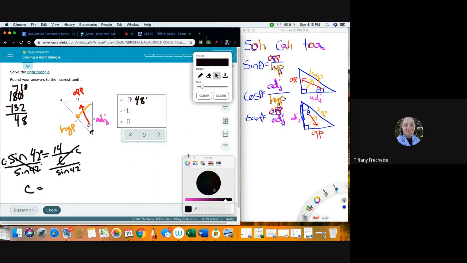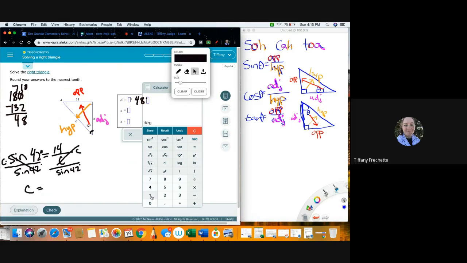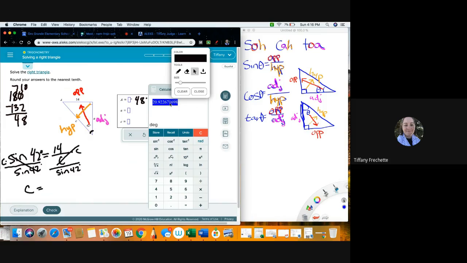Close the color wheel here. All right. So I have 14 divided by sine of 42. So this is what I want it to look like. Equals, and this is 20.92267. It keeps going on, and we want to round to a tenth. So I'm going to highlight it to a tenth. I'm going to look at the number that's right past it. That's a 2. So 4 or smaller means that it's going to stay 20.9. It's not going to go up to 20.10, which actually means that it would be, because if you go up to 10 from the 9, then it would be 21. So you have to carry that over.